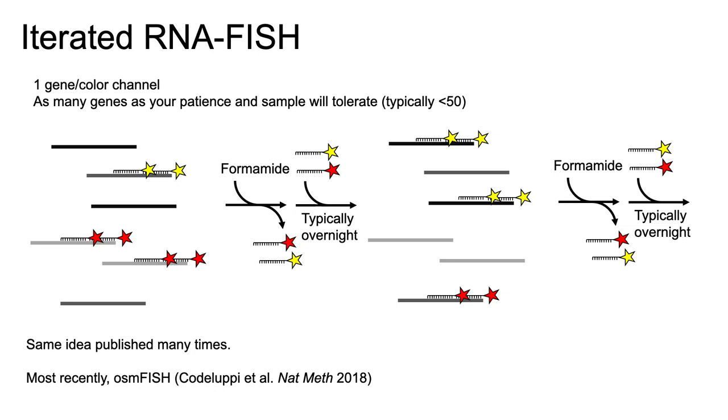The easiest thing you can imagine is just doing this a bunch of times. So you can take those same probes and strip them off your sample using something like formaldehyde or high heat or a variety of different methods, and then restain with another set of probes and do another round of imaging against a different set of mRNAs. And you can do this as many times as your sample and either you or your postdoc will tolerate, which usually means less than 50. But it works very well, and it's been done many times.